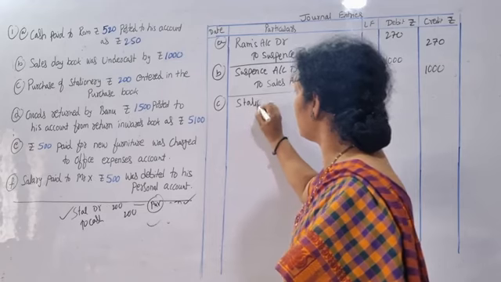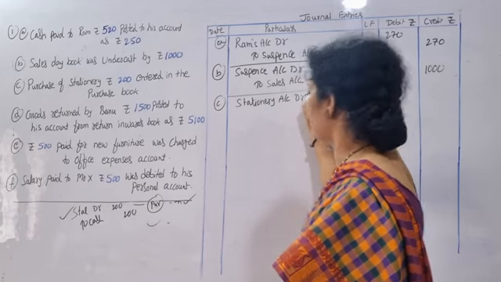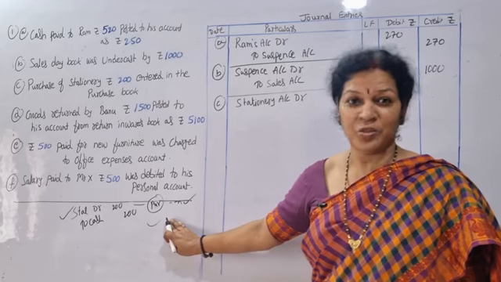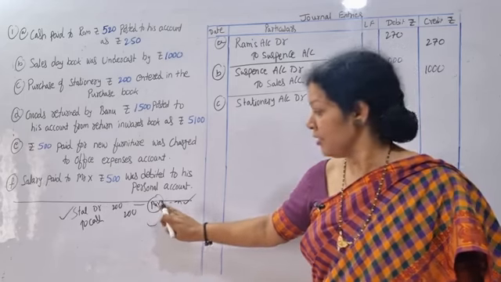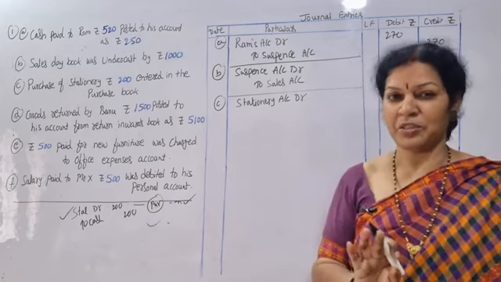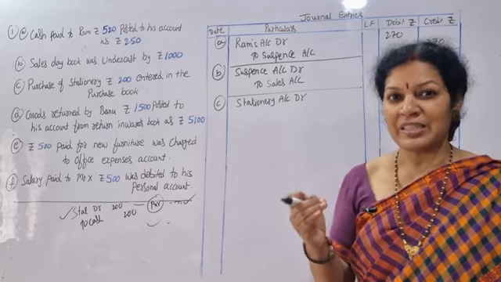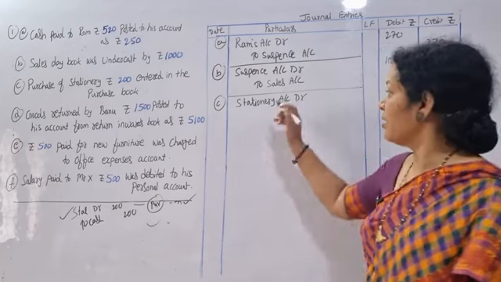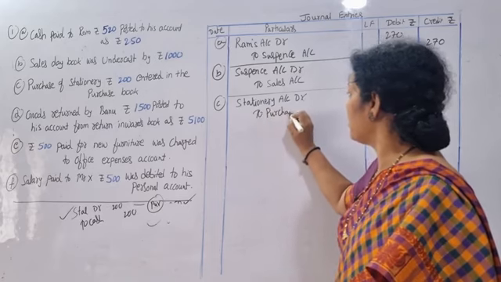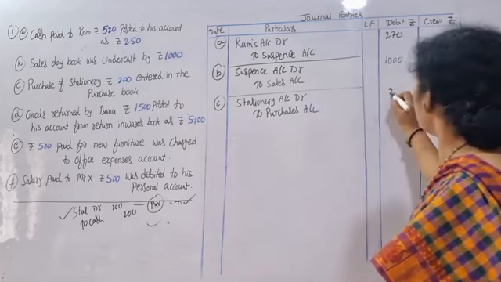Stationery account debtor. What have they debited? Purchase account debited. This we have to cancel, isn't it? So how do we cancel it? By sending it to the credit side. Purchase book is debited, so to cancel the debit of purchase book, we'll send purchases to the credit side. How much is the amount? 200.